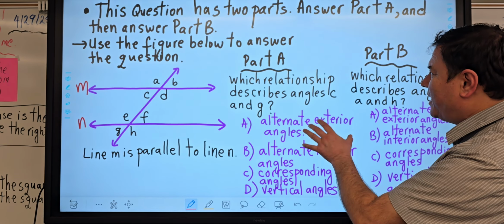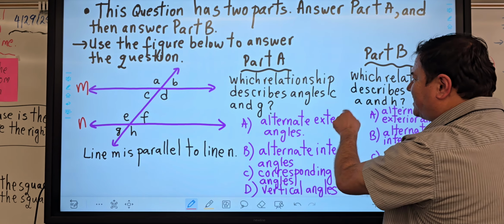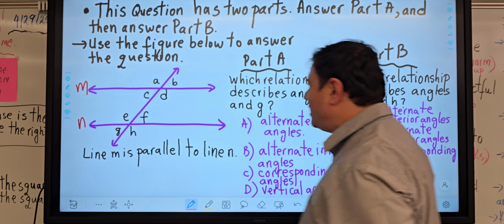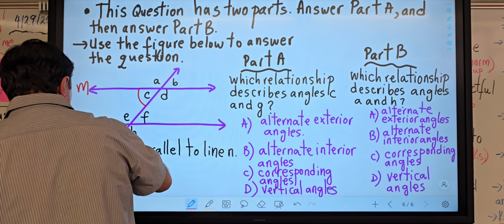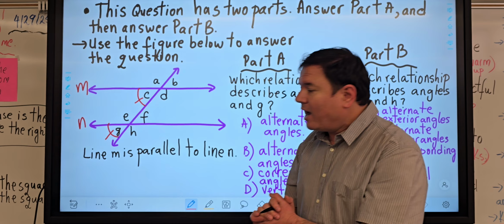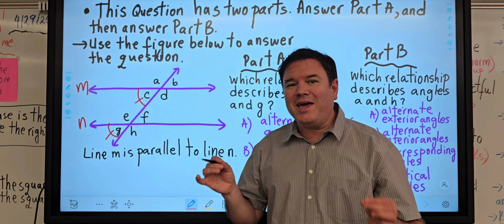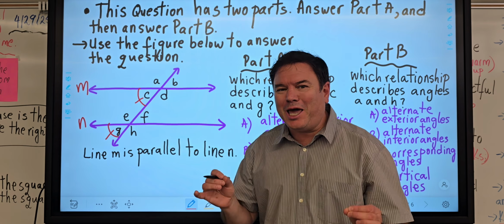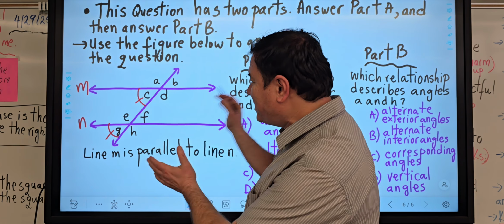Let's take a look at part A. Which relationship describes angle C and angle G? Let's look at angle C and angle G. Those 2 angles. And we know that those 2 angles are called corresponding angles. And corresponding angles are the same. They have the same value, the same angle.